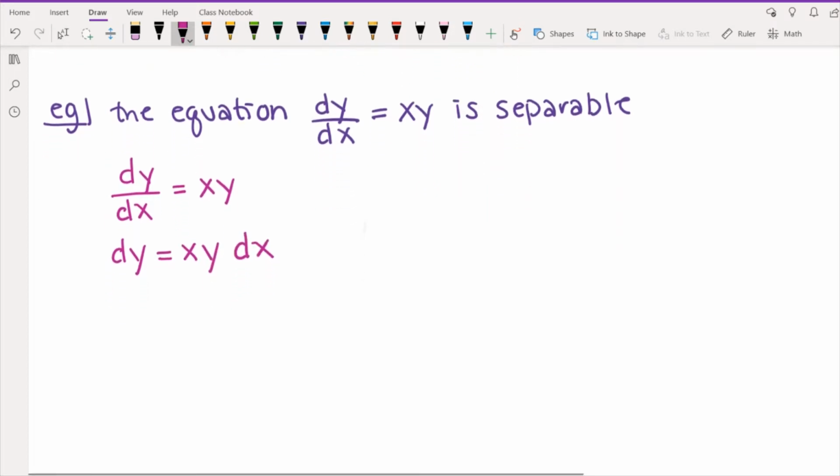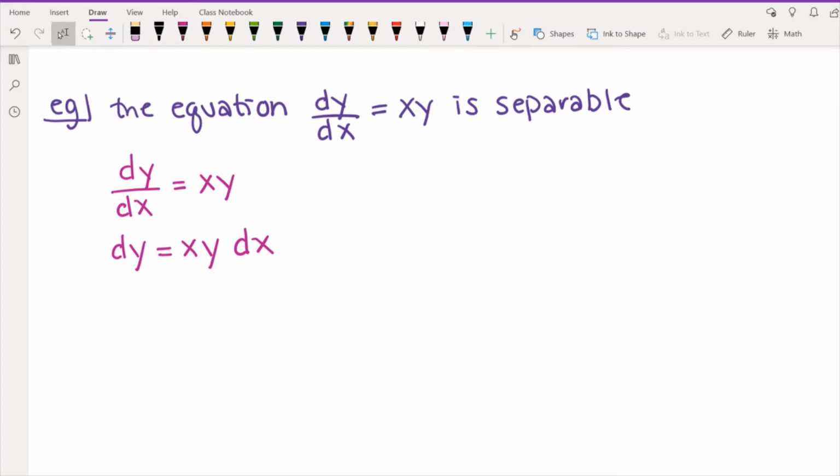And then how can you get the y to the other side? Well, you can divide by it, right? And so if we divide both sides by y, we can write that as 1 over y times dy is equal to x times dx. And so now we have, here is our function of y on the left-hand side. So all the y's are over here.